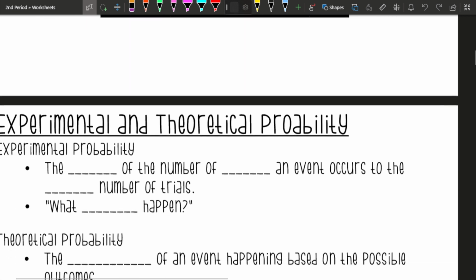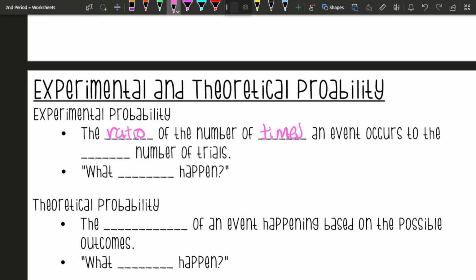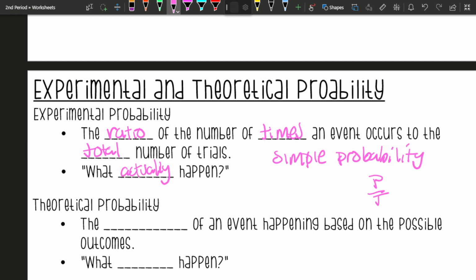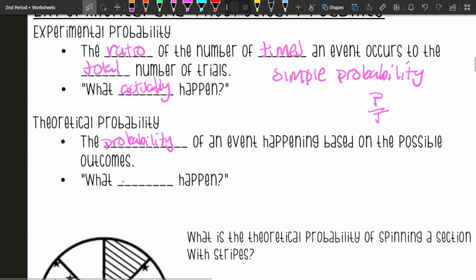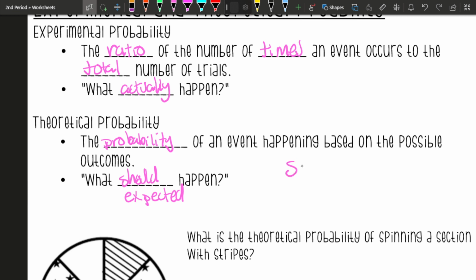So right here it says, experimental probability is the ratio of the number of times an event occurs to the total number of trials. So this is what actually happens. And then theoretical probability is the probability of an event happening based on the possible outcomes. So instead of actually doing the experiment, we're going to test what could happen. So this is what should be expected to happen. And this right here is simple probability.